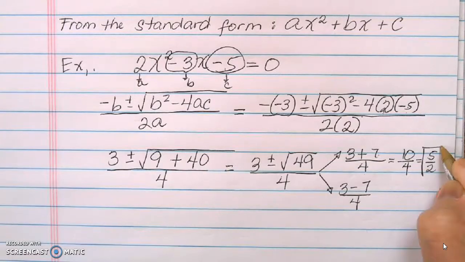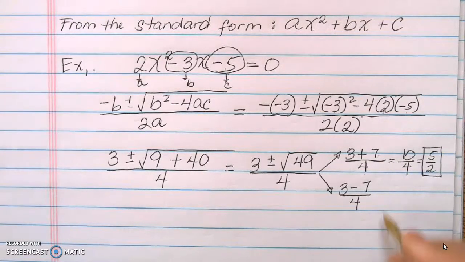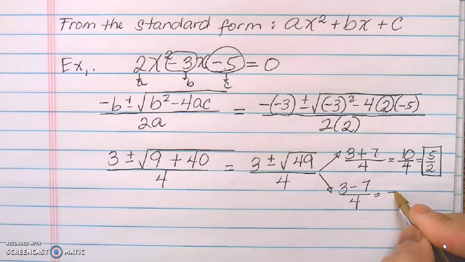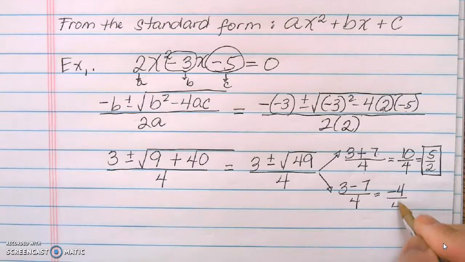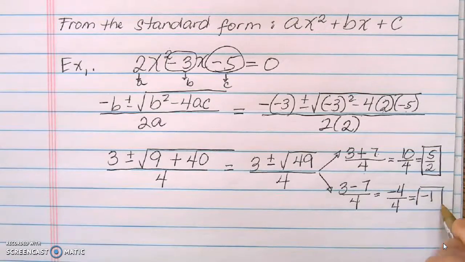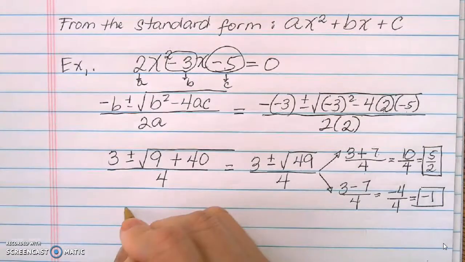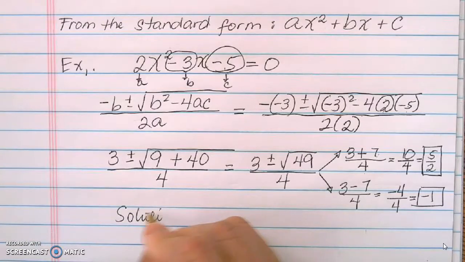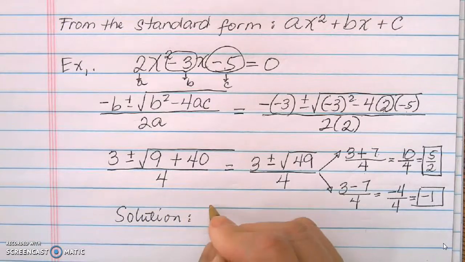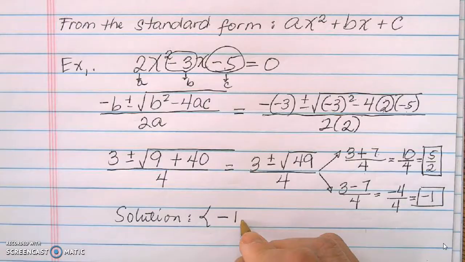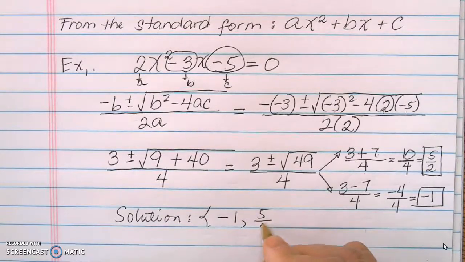This is our positive root. And on here, I'm going to have a negative 4 all over positive 4, which is a negative 1, which is my negative root. Therefore, my solution is negative 1, 5 over 2.